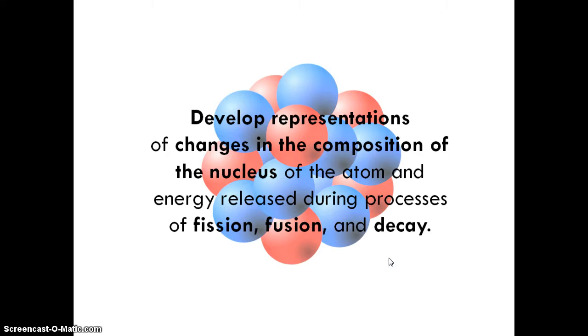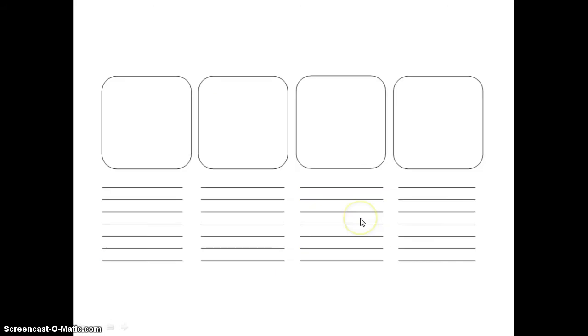Now, in order to plan all of this, your video, your changes in the nucleus, your energy, and each of the three processes, you're going to be using a storyboard. And the storyboard generally looks like this. In the boxes, this is where you're actually going to draw or describe what you're going to show on the screen.